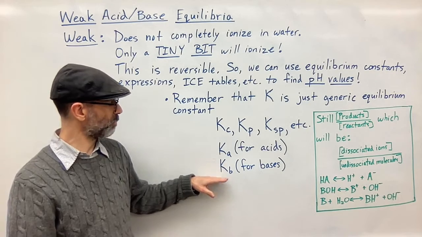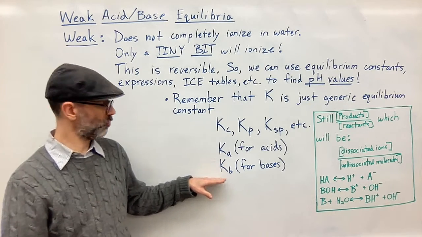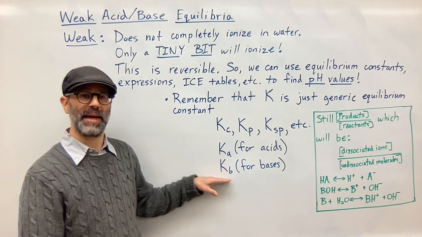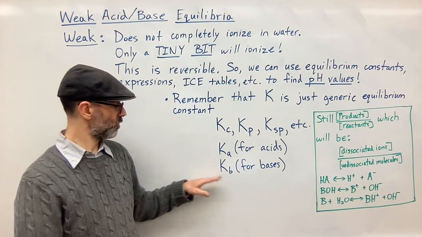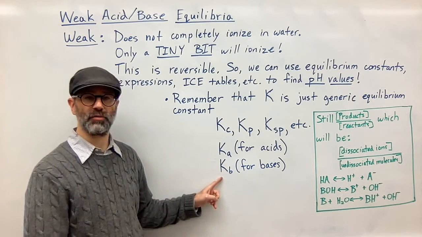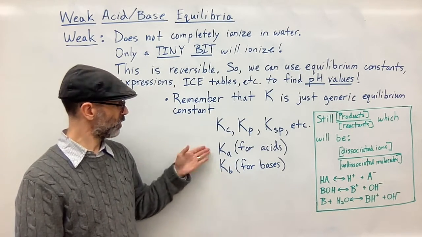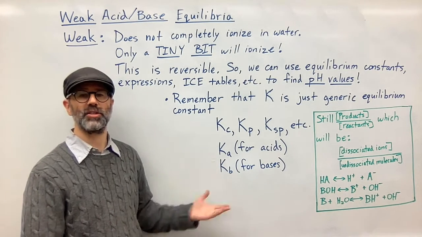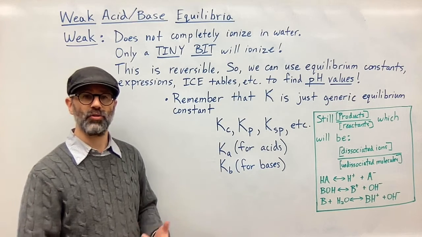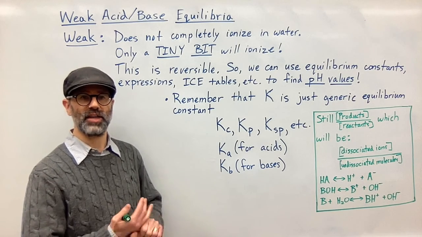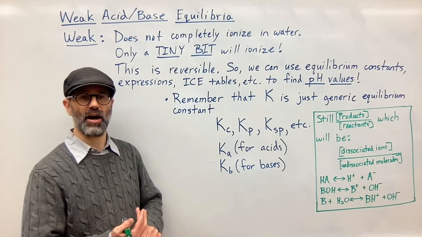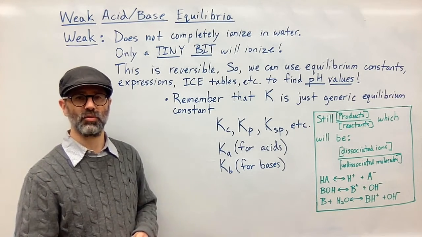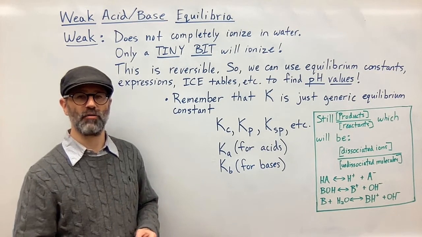The same thing for Kb. Kb is for bases, so this would be the ionization constant or the dissociation constant for a base in water. So this is also the equilibrium constant for a weak base. So we call it Ka and Kb. Because these are equilibrium constants, we can use things like ICE tables, and we can set up the K expression for the weak acids and bases dissolved in water, and we can then solve problems.